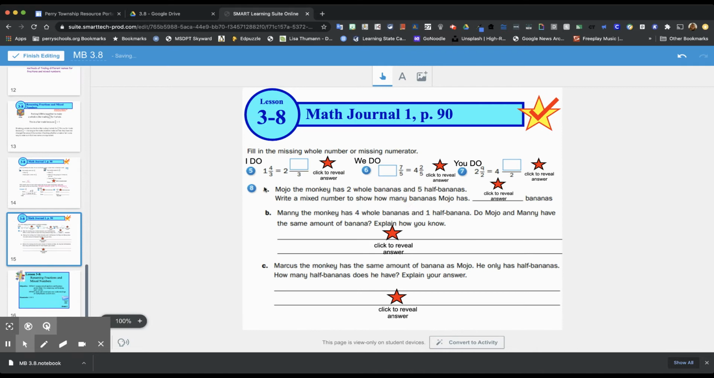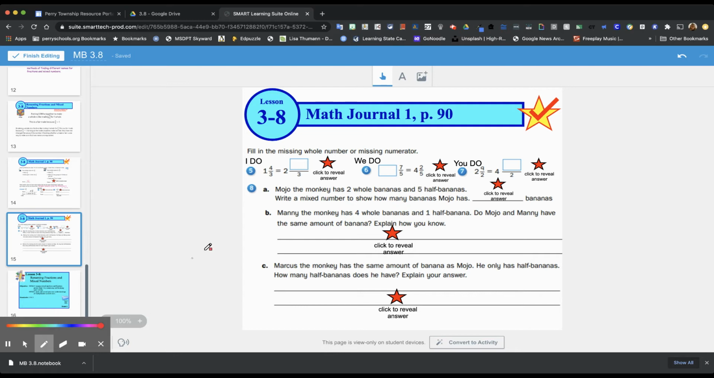And I want to look at number 5. Again, you're filling in the missing whole number or a missing numerator. So for number 5, we've got 1 and 4/3. We're going to change it to 2 and something thirds. So I know my whole number is going to go up. That means this number right here, my fraction, the numerator, is going to change. It's going to become smaller.